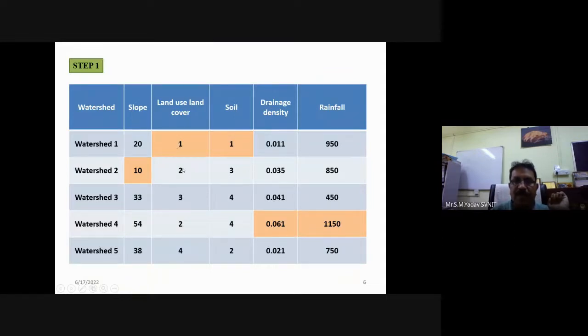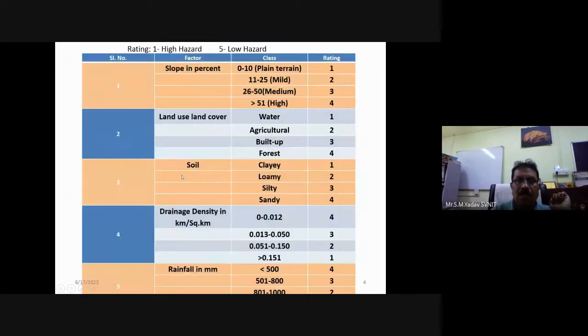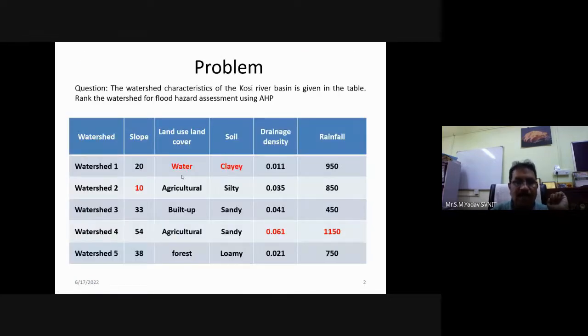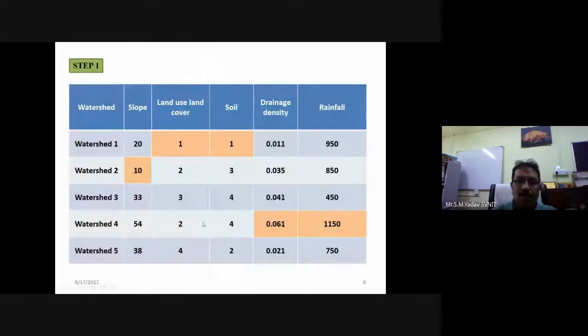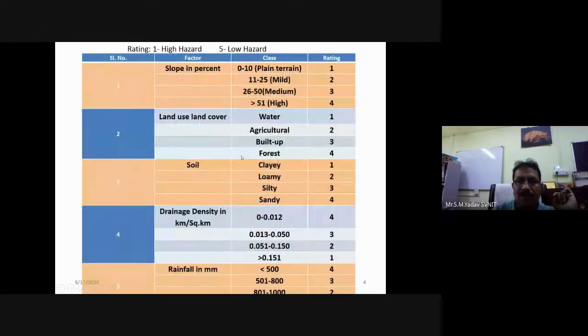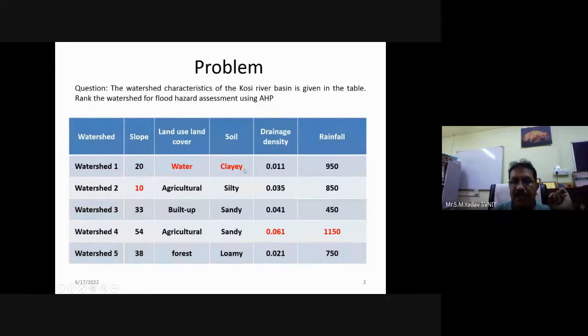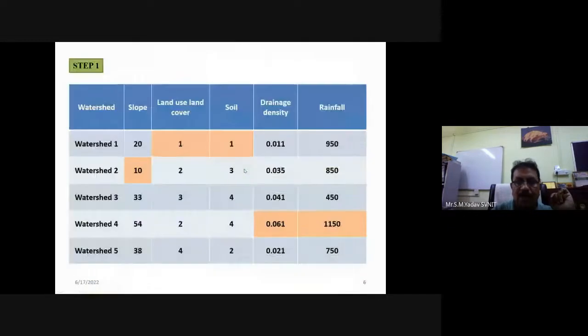Then from where has the number 2 come? Now the number 2 has come from your data. What is your data? Agriculture, then built up, then agriculture, then forest. So based on that data, you prepare a rating table. That rating table is like this: 1, 2, 3, 2, 4. Similarly for soil: clay is 1, loamy 2, silty 3, sandy 4. So you can see here the first is clay, and clay is 1. So this table is prepared.